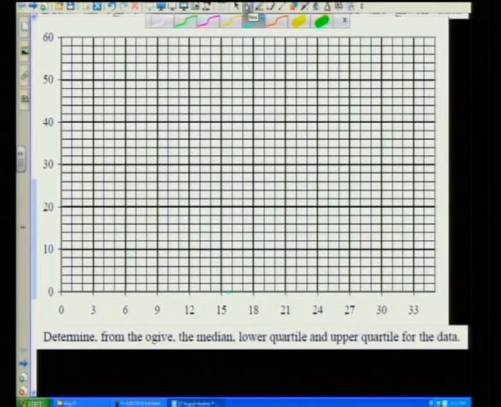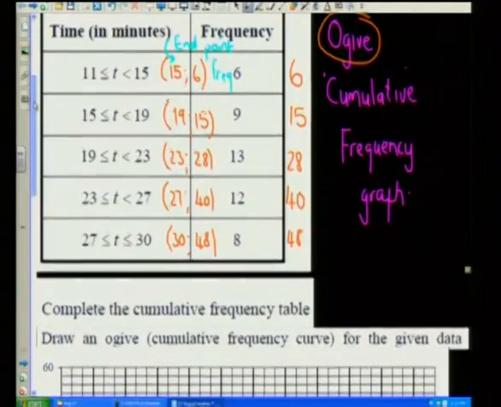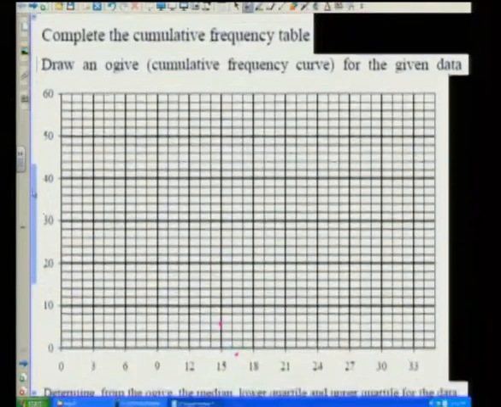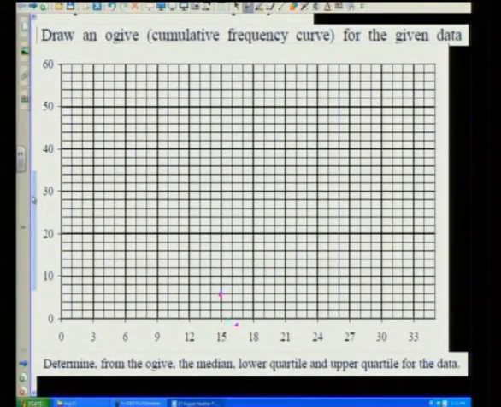Let's see if we can get it writing nicely. 15 with 6. Okay, we just have to press quite hard. Then we have to go to the next value, which is going to be 19 with 15. So we've got to go 19 with 15. So if we go 19 is to there, and 15 is halfway up there. So 19 and 15 is going to be there.